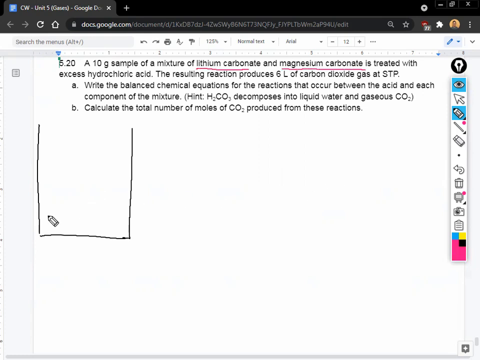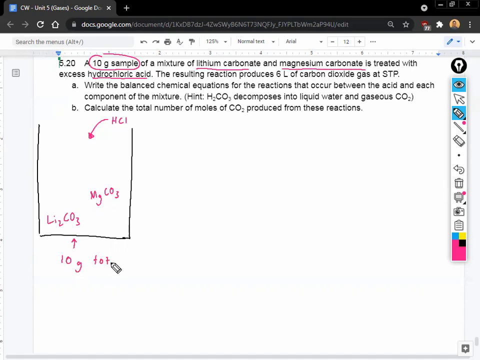So in here I have lithium carbonate, and hopefully by now you guys know these formulas, or you're able to figure it out. And then we have magnesium carbonate. And then what happens is it's treated with excess hydrochloric acid. So we're going to add some HCl in there. Now it tells you that it's a 10-gram sample. So that means in here we have 10 grams total.